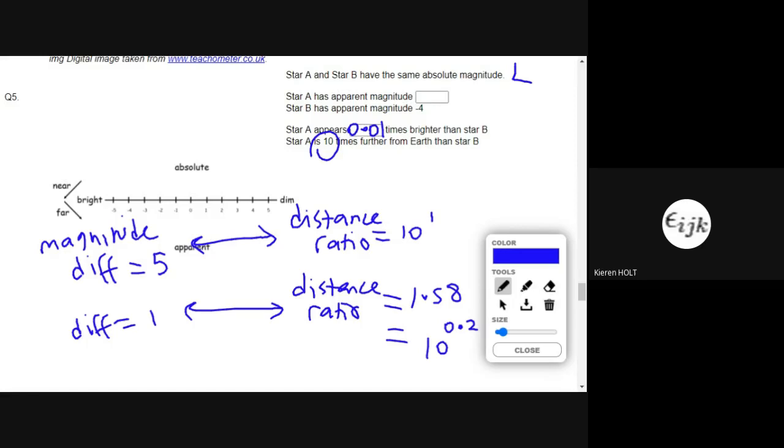But anyway, I've got a magnitude difference of 5, and I need to work out whether A is brighter or dimmer. A is actually dimmer than B, and that tells me that I must do 0.4 plus 5, which is 1.